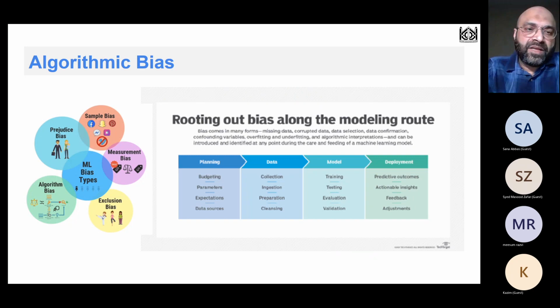Okay. On the left side of the slide, you see the picture. There are different types of ML biases: prejudice bias, sample bias, measurement, exclusion, algorithm bias. You don't have to go into details, but if you are interested, feel free to do some more research on it.